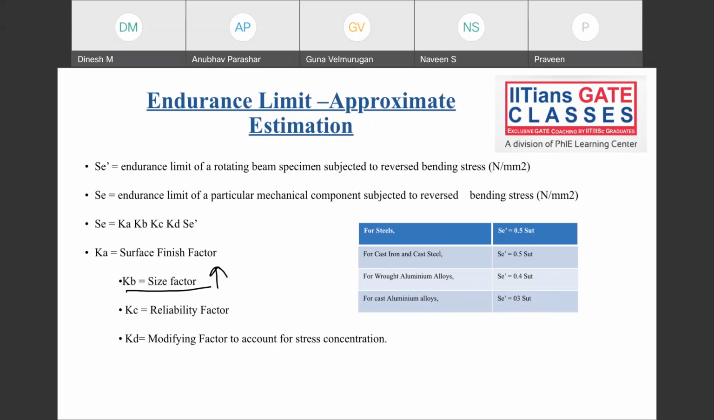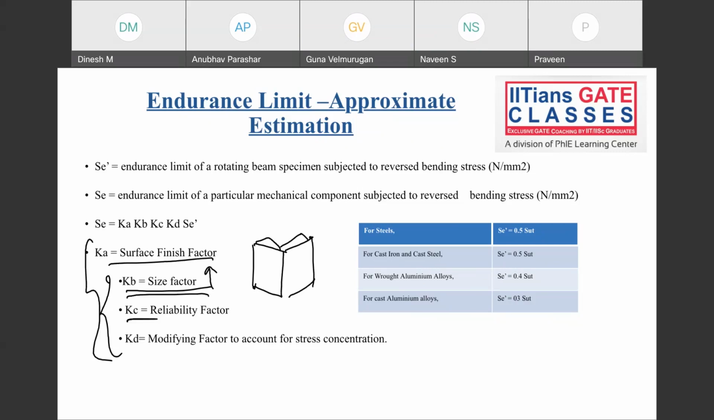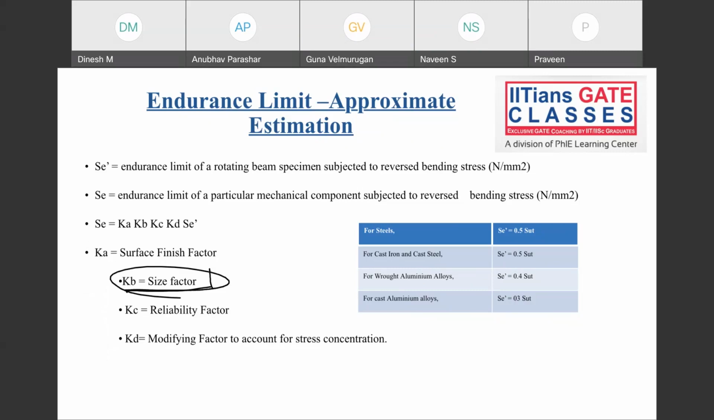Increase, right? What will happen? KD and KB. Not directly talked about here. Definitely, I can say this when the size increases, I'll not talk about KB. Now, how are these determined? These are all determined experimentally. You have your design data book, with all the different tables. What are the different values of KA, KB, KC, KD for different conditions will be mentioned. So definitely, if the size increases, there will be a change in the size factor. That is why there is a size factor.